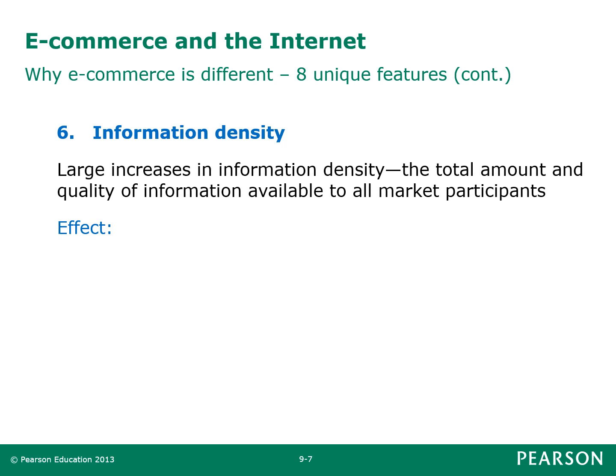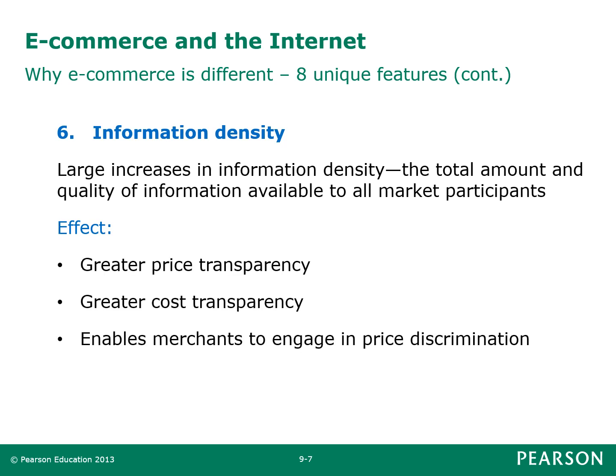In addition, information density enables merchants to practice price discrimination. Price discrimination is a selling strategy that offers consumers different prices for the same product or service based on current market requirements and historical customer purchasing behavior. In so-called pure price discrimination, the seller charges each customer the highest possible price that customer can pay.